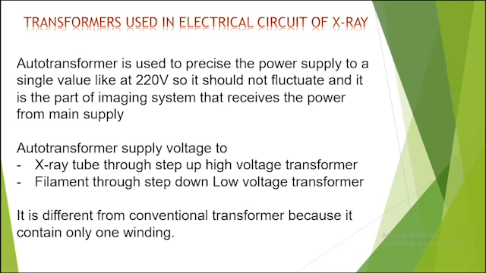The auto transformer supplies voltage to the X-ray tube through a step-up high voltage transformer and to the filament through a step-down low voltage transformer. It is different from the conventional transformer because it contains only one winding.